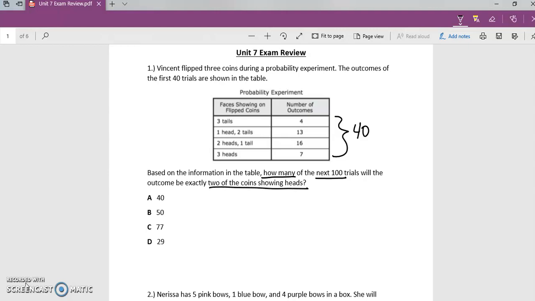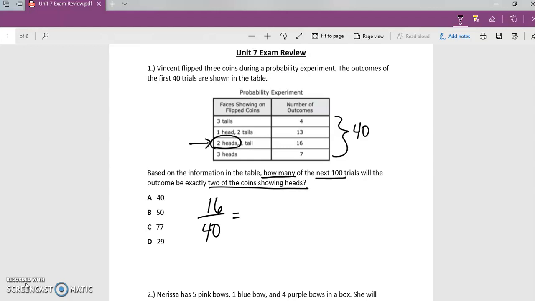So we need to look here. This one says 3 tails. This one says 1 heads. This one says 3 heads, but this is the one we're looking for because it has 2 heads exactly. So that means that 16 out of the 40 were having where the coins landed on 2 heads.